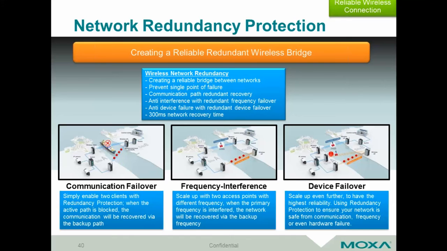So STP or RSTP, they tend to be the slowest, but they're also the most widely used. Pretty much any vendor nowadays is going to have either RSTP or STP support on their devices. So if you really want to go for compatibility with other devices, that's the redundancy that you're probably going to want to look at. If you're more concerned about having a very fast failover time, then you're probably going to want to look at some more proprietary redundancy standards.